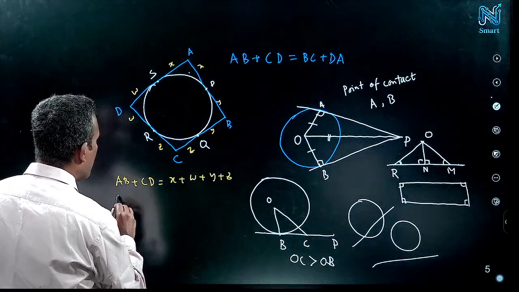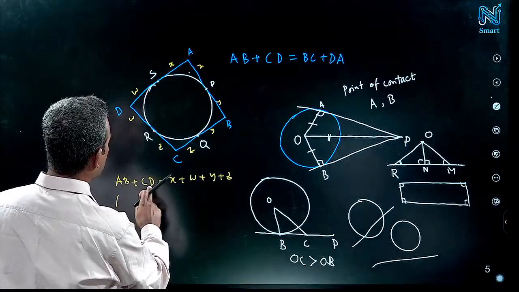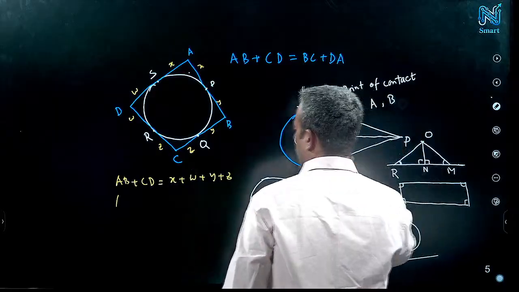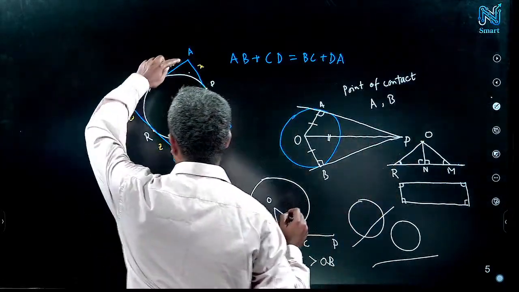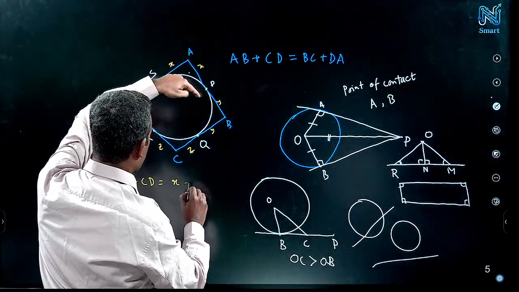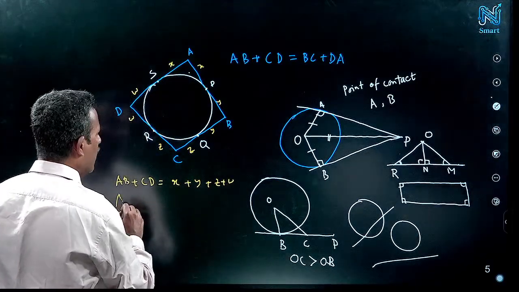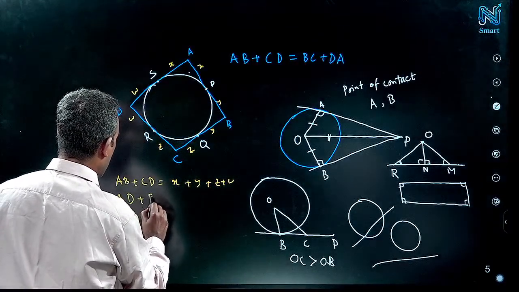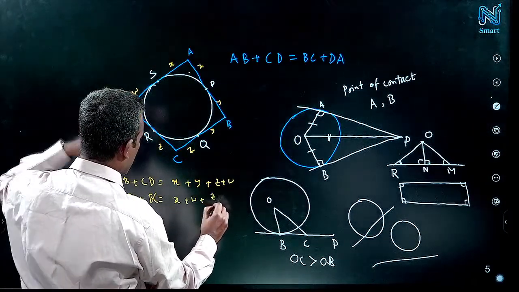So AB plus CD is X plus Y plus Z plus W, and the other is AD plus BC. So it is X plus W plus Z plus Y.